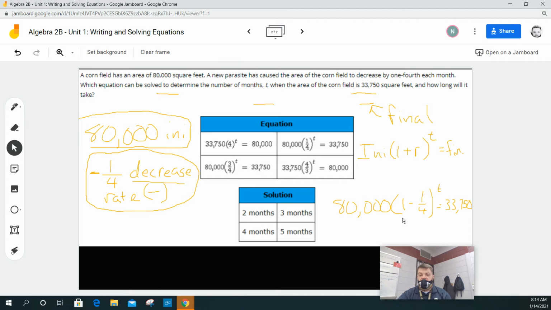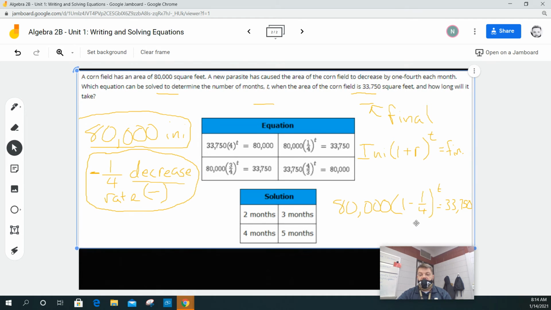The only thing that we need to change is what's 1 minus 1/4? Well, that's going to be 3/4. So this right here becomes 3/4 because 1 minus 1/4 leaves you with 3/4. So it's 80,000 times 3/4 raised to the t is equal to 33,750. So I think it is this one, right?